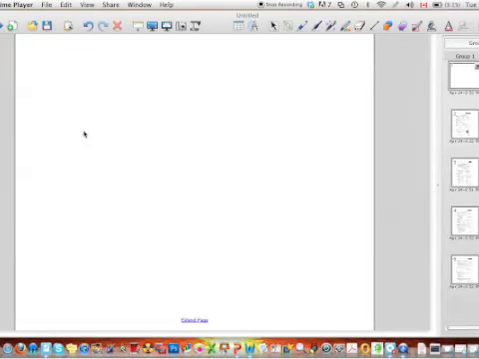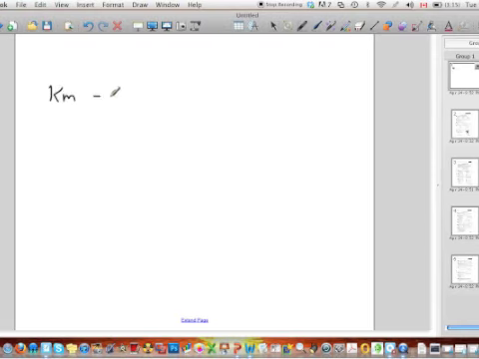Hi there, welcome to the tutorial on unit conversion. And what I'm talking about is when you want to convert something like kilometers to centimeters or other measurements.